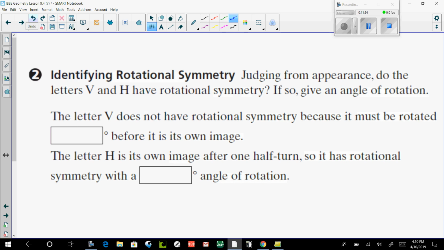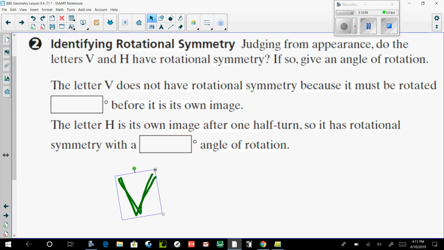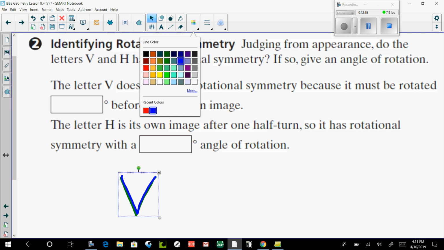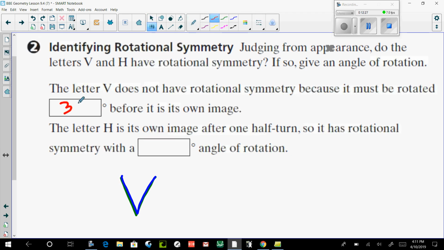Judging from appearance, do the letters V and H have rotational symmetry? If so, what is the angle of rotation? Starting with the letter V, if I take this shape and trace it, you will see that in order to get this back to itself, I have to go more than 90, more than 180, more than 270, all the way back to 360 degrees. So the letter V does not have rotational symmetry because it must be rotated 360 degrees, a full rotation, before it matches back to itself.